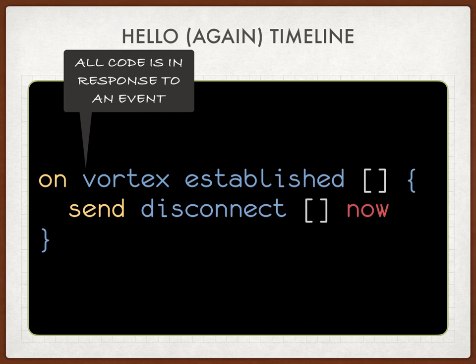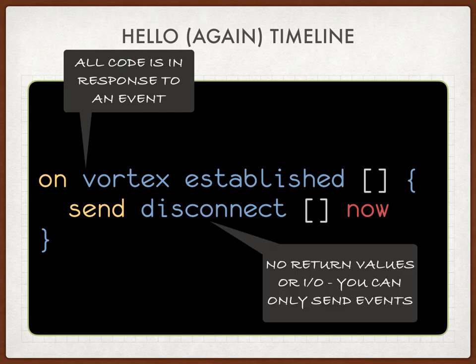The standard library documents events that might be fired. There's no return values, there's no functions, there's no I/O. All you can do is trigger events. Yes, you can execute computational logic, as we'll see, but essentially to affect what's happening in the program, you have to send events. And there are many events that you can send documented in the standard library.